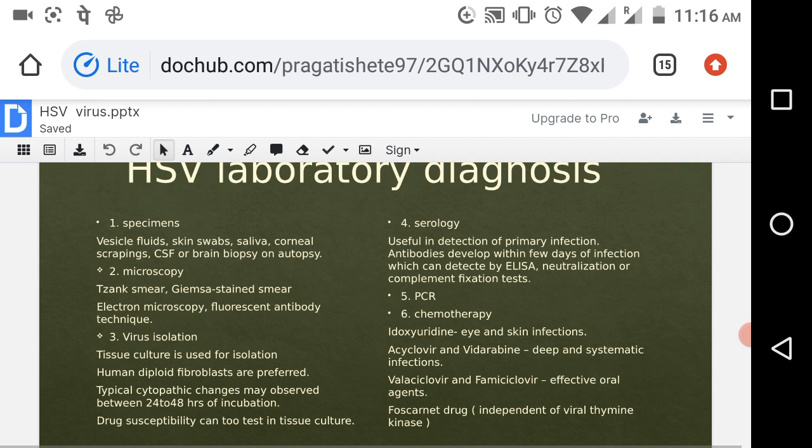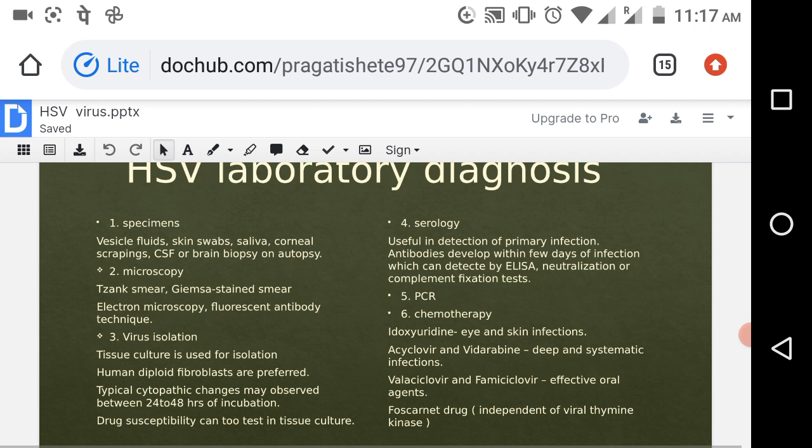Now what do we have to do? We have to isolate the virus. How will we isolate the virus? We will tissue culture the virus using the human diploid fibroblast. On this tissue the virus will multiply, the virus will grow, and that will produce the cytopathic changes between 24 to 48 hours of incubation. Along with that, we can also check the drug susceptibility in this tissue culture only.